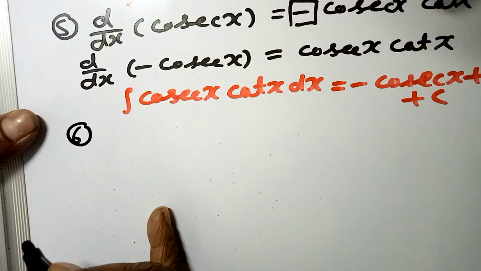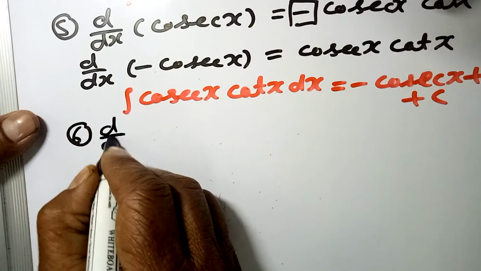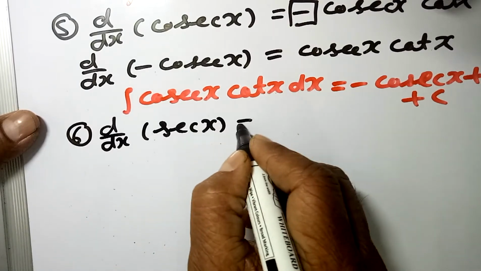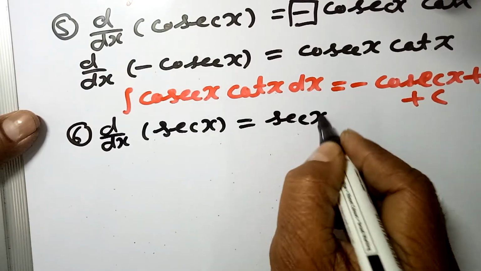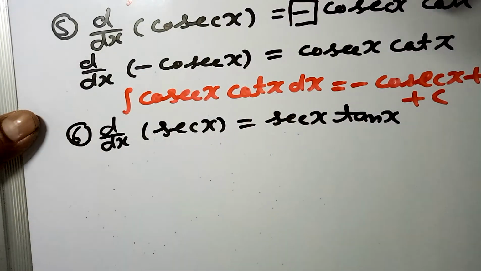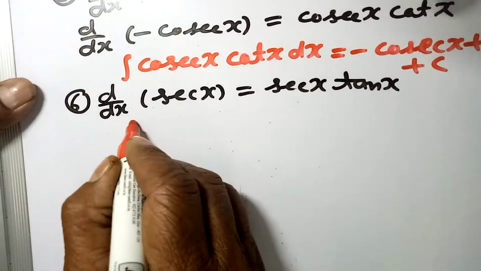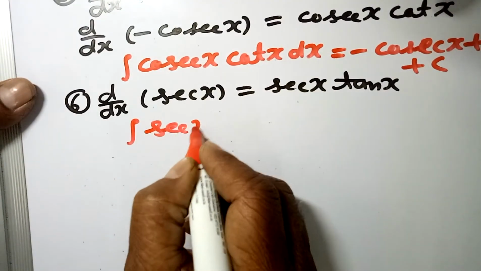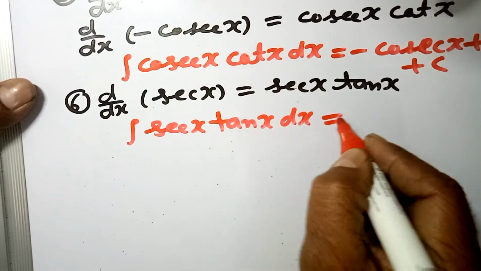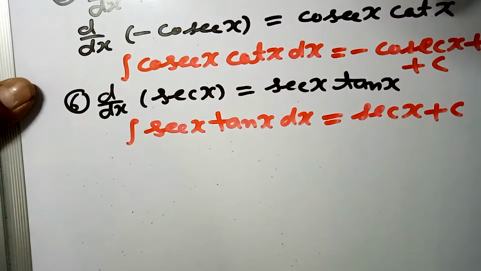Derivative of sec x, d dx of secant x is equal to sec x into tan x. So the integral of sec x tan x can be written immediately. That is, integral of sec x tan x dx, and the result for this is sec x plus c.